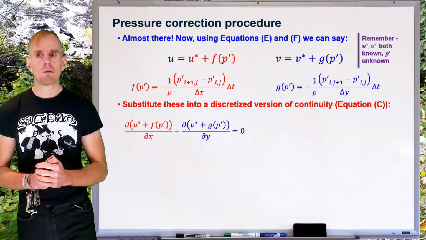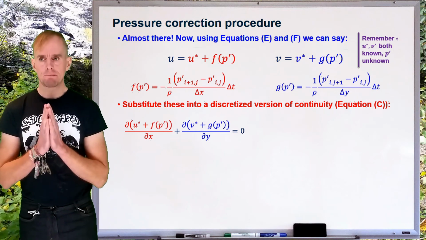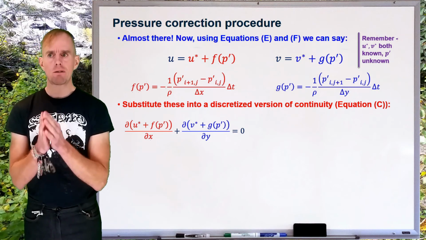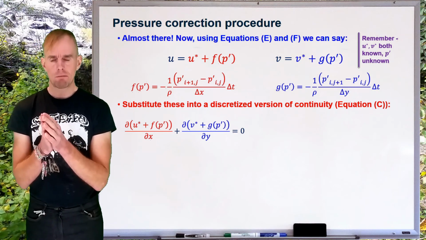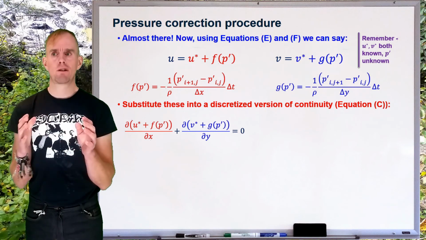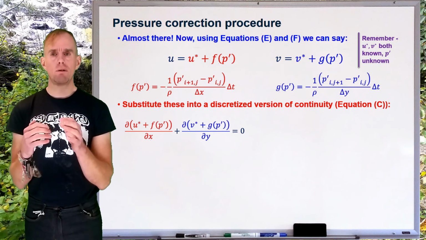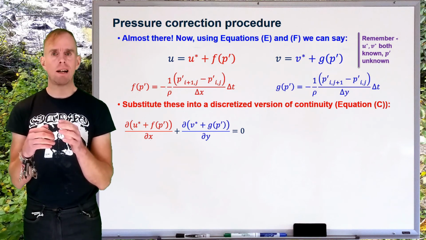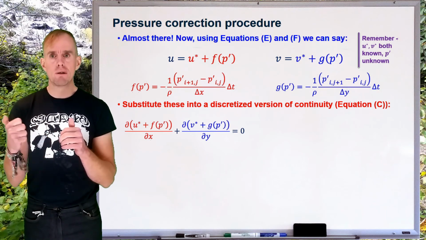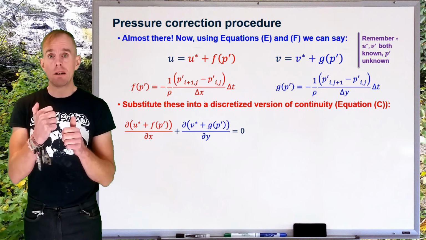Okay, so let's think how we can break this down. If we look at the x direction velocity, and let's say we discretize this spatially, we can see that U star we can write as a centered difference using that halfway node in the x direction.